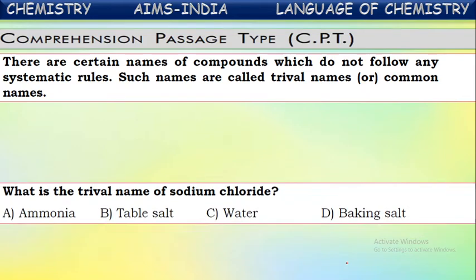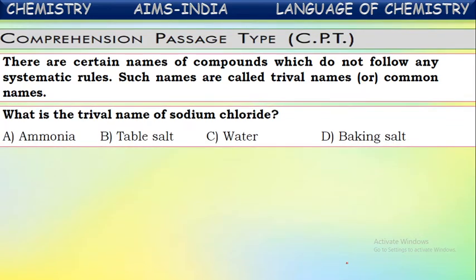See the first one. What is the trivial name of sodium chloride? Yes, sodium chloride has certain trivial names or common names. They are table salt, common salt, rock salt. These all are the general or trivial or common names of sodium chloride. So here it is given table salt. Yes, table salt is the trivial name of sodium chloride. Okay, next one.